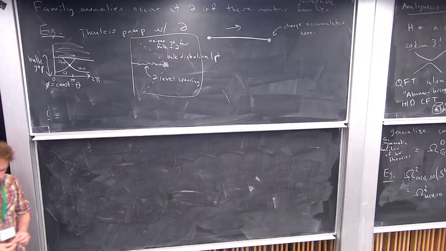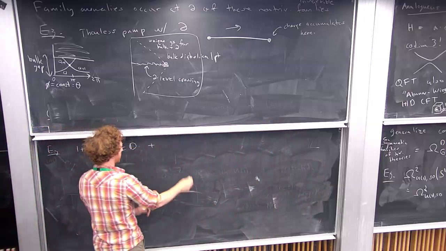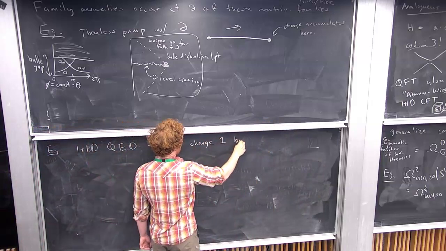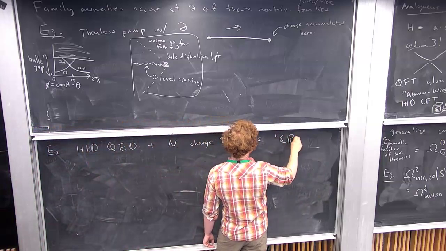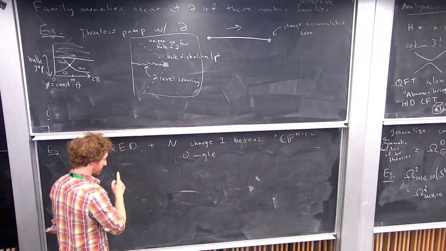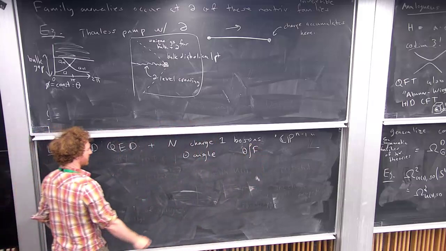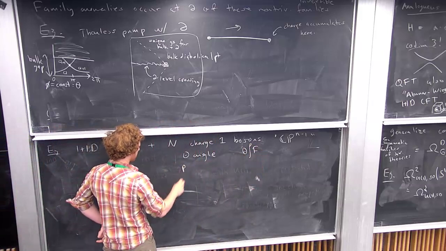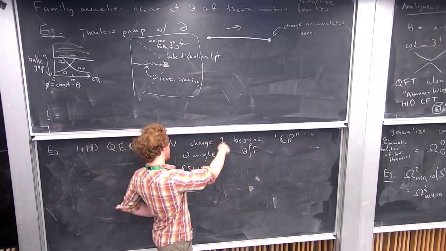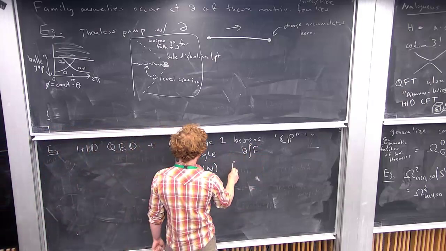But let me give you a more impressive application of this. Let's study 1 plus 1D QED with a U(1) gauge field with N charge 1 bosons. This is sometimes called the CP^(N-1) model. It has a theta angle, because it's a two-dimensional theory, so we have this term, theta times the integral of F. And it also has some global symmetries. There's a U(N) that acts on these bosons, but because there's a gauge symmetry, that actually becomes PSU(N) once you mod out by the gauge group. We have this flavor symmetry.